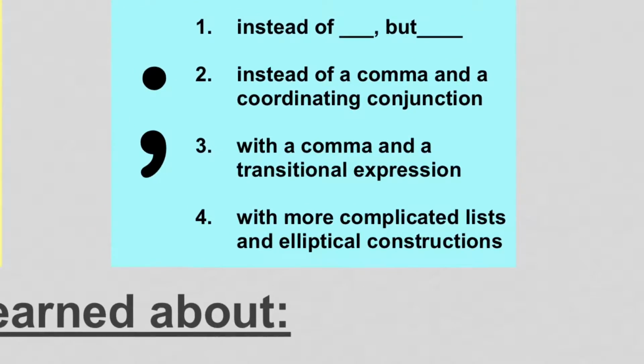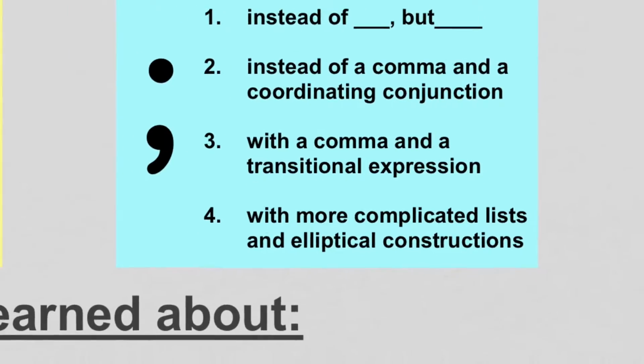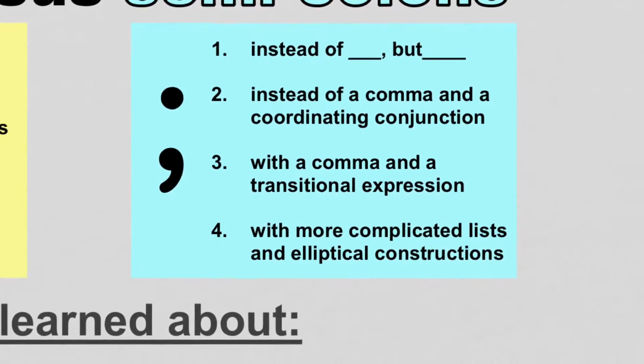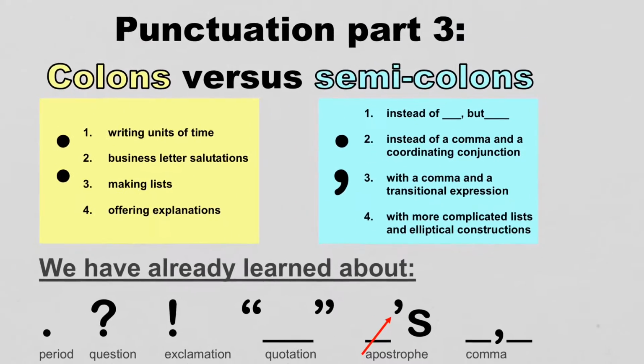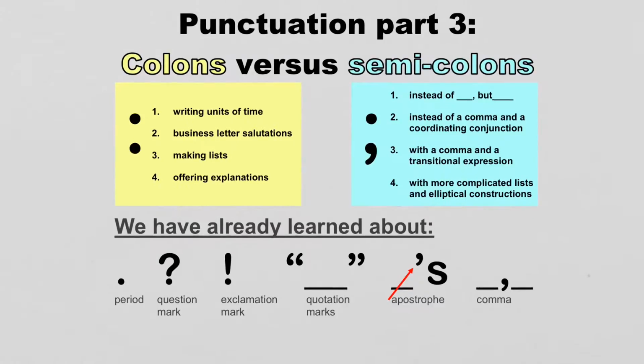And then the third thing, I want to show you how you can use a semicolon with a comma and a transitional expression. So these are just different ways that you can form a sentence. When we start getting into semicolons, you get fancier sentences. Number 4 here, another fancier kind of sentence that you could have is with more complicated lists and something called elliptical constructions. Don't let that frighten you. I will share examples and it should be all right.